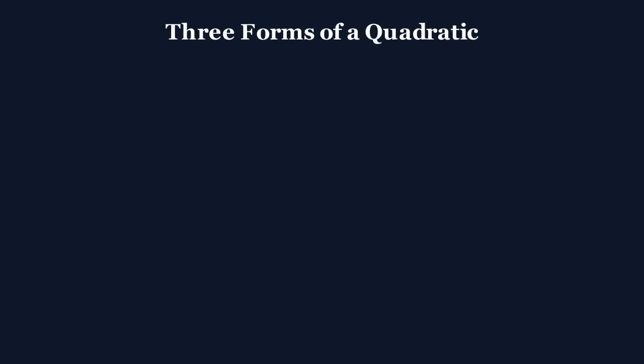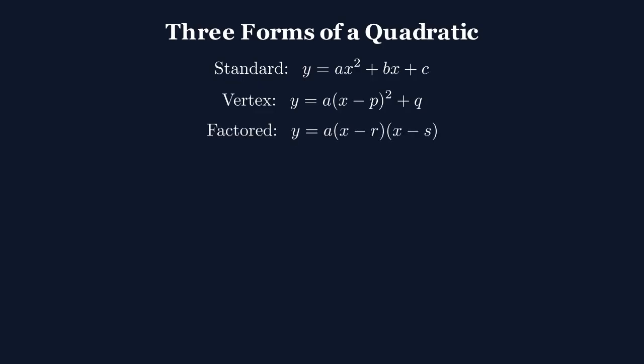A quadratic function can be written in three useful forms. Standard form is y = ax² + bx + c. Vertex form is y = a(x - p)² + q. Factored form is y = a(x - r)(x - s). Each form reveals different information, so a strong student chooses the form that fits the question.